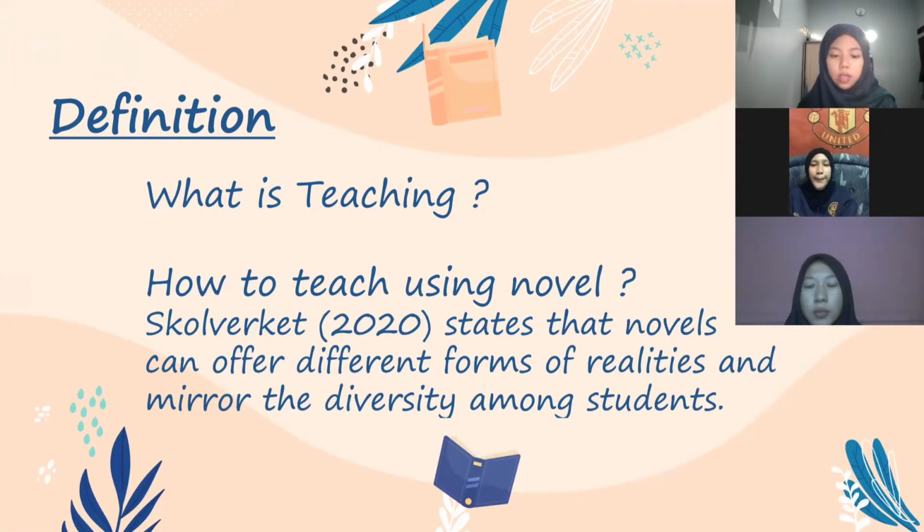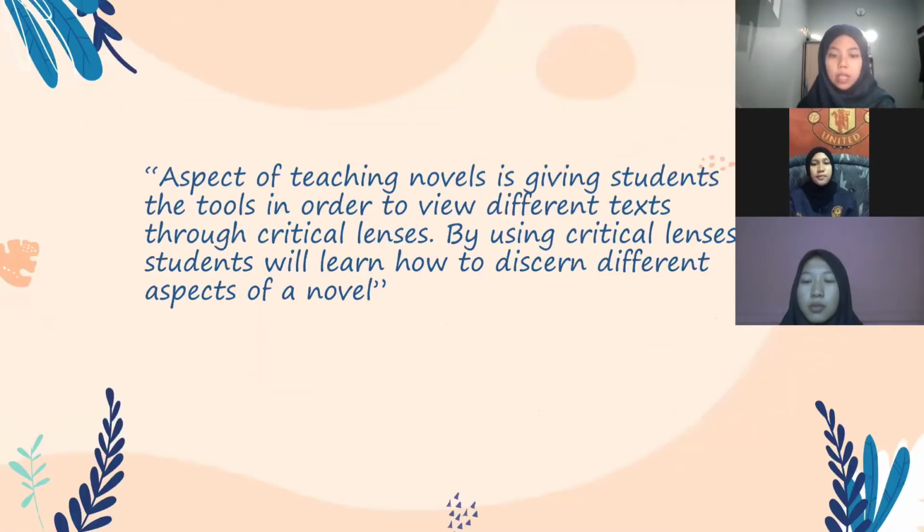And then, how to teach using novel. So Skolberg, 2020, states that novels can offer different forms of realities and mirror the diversity among students. Discussing novels can also raise the students' awareness regarding critical thinking. So the aspect of teaching novels is giving students the tools in order to view different texts through critical lenses. By using critical lenses, students will learn how to discern different aspects of a novel.